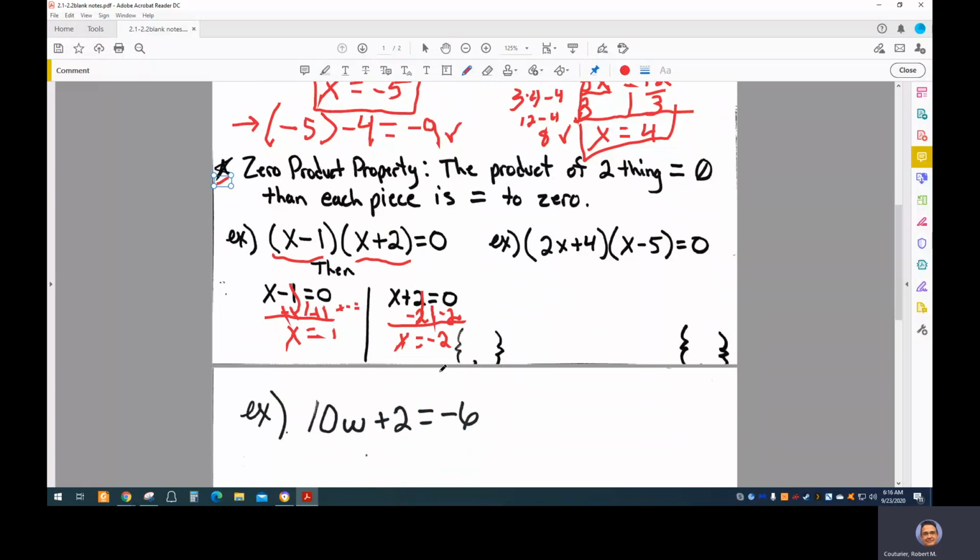Okay, this is a set of solutions, or a solution set, so it's 1. It already has the comma, minus 2. Your solution set is 1, negative 2.